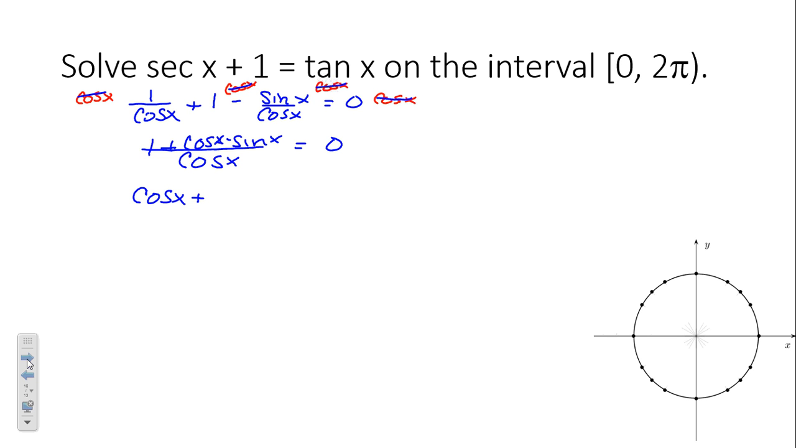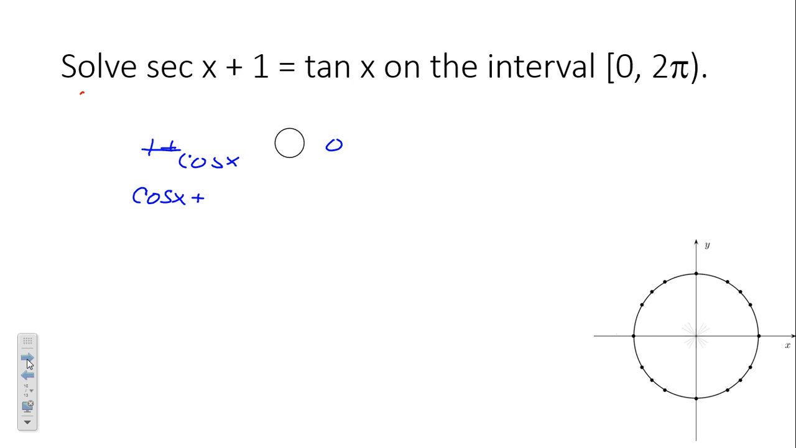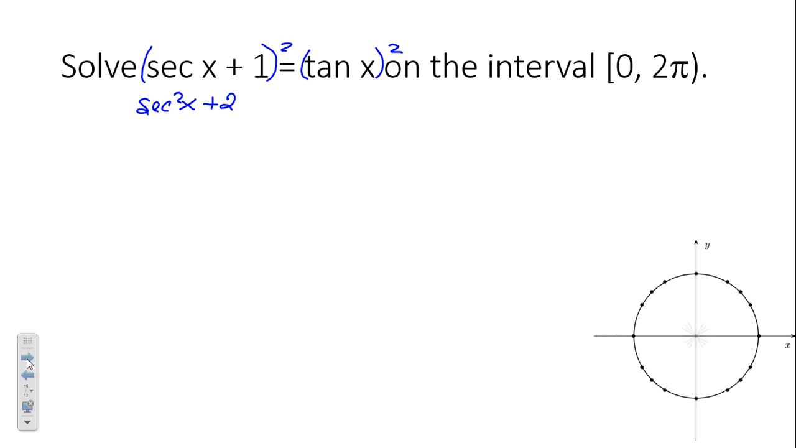Okay. What happens if we square both sides? You get secants, and yeah, I like that idea. So let's do that. If we square both sides, we'll get a secant squared. I FOILed this out, squared the first term, multiplied them together and doubled them, and squared the last term.